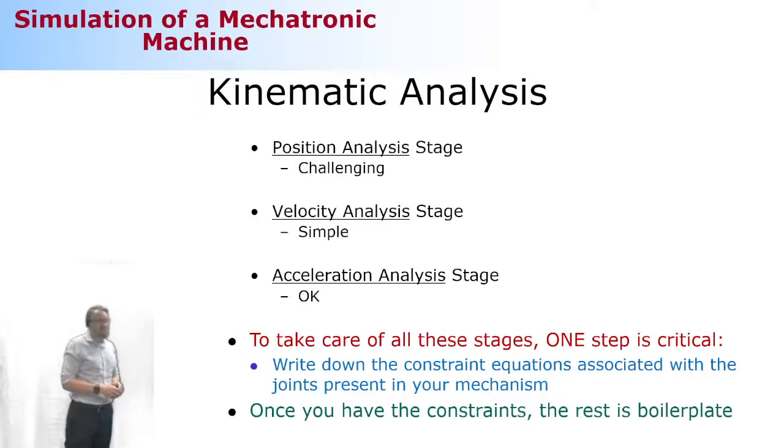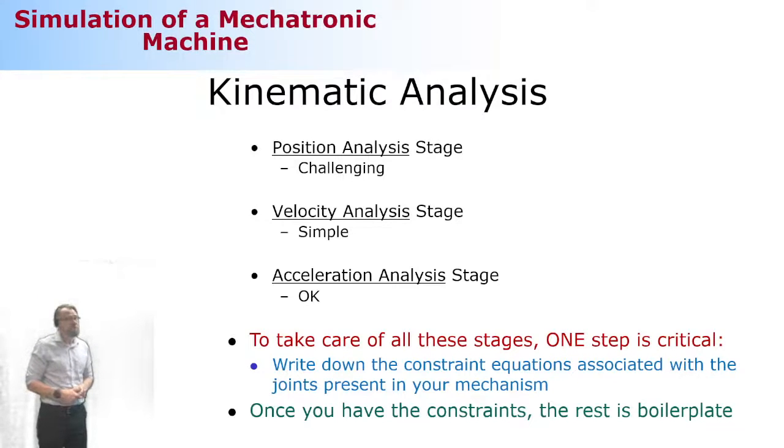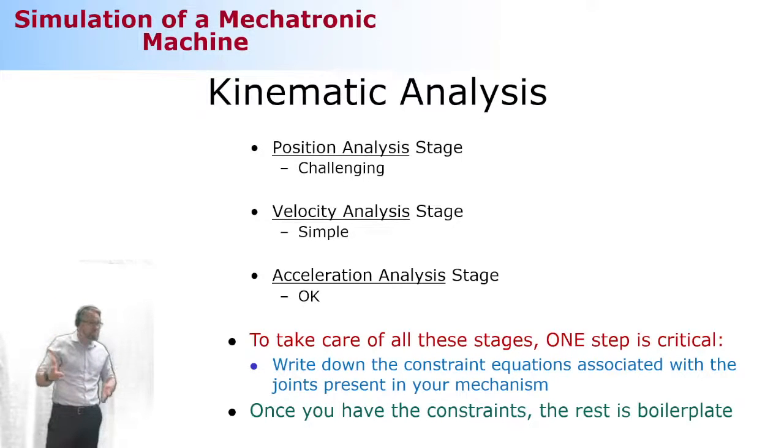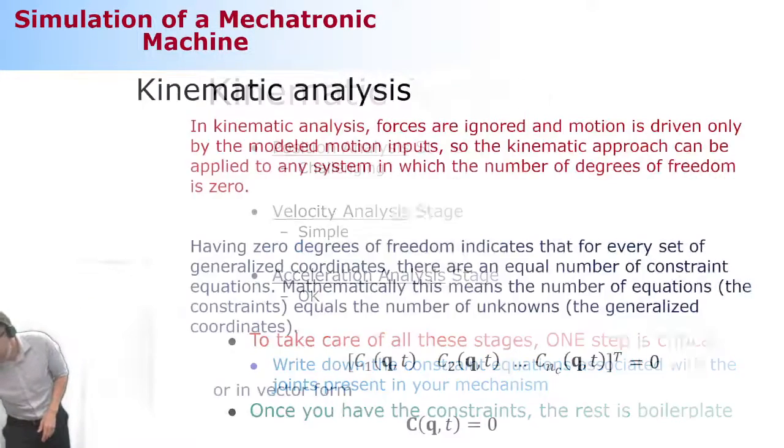Velocity is the simplest. It's a matter of simple substitution. So it's very simple to solve the velocity once you know the position. Acceleration is okay. It's also a matter of substitution. It's not as simple as the substitution at the velocity level, but it's doable. Once you have the constraints, the rest is mechanical. So it's downhill. The most challenging thing is the constraints. Constraints, the rest is mechanical. Okay. And we already know how to do the constraints, so we are okay. So not a big problem.